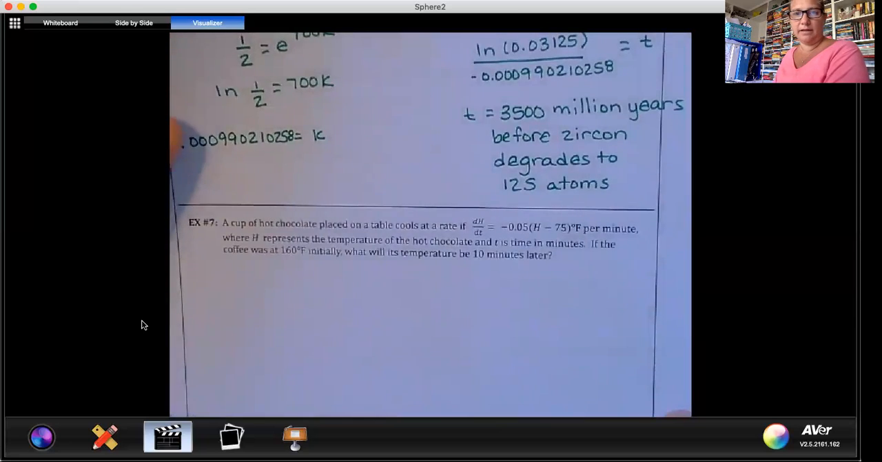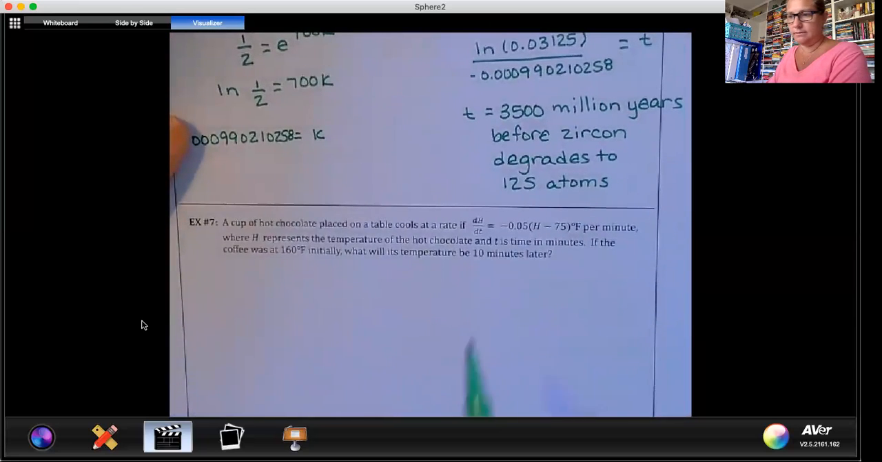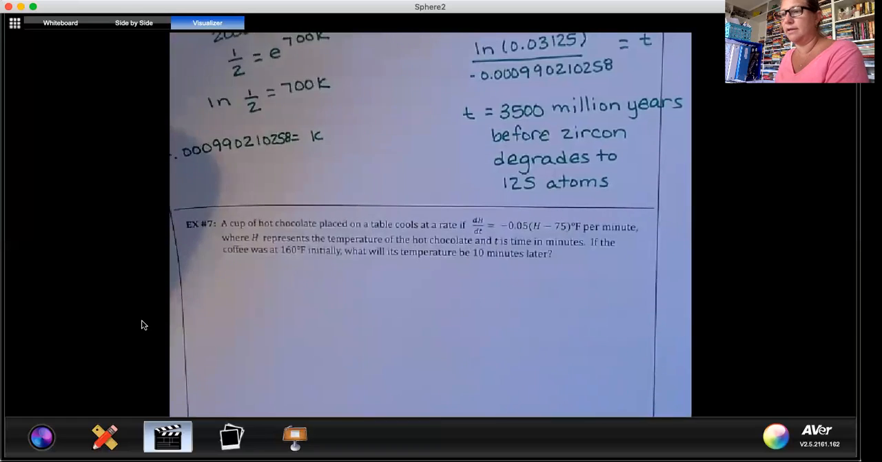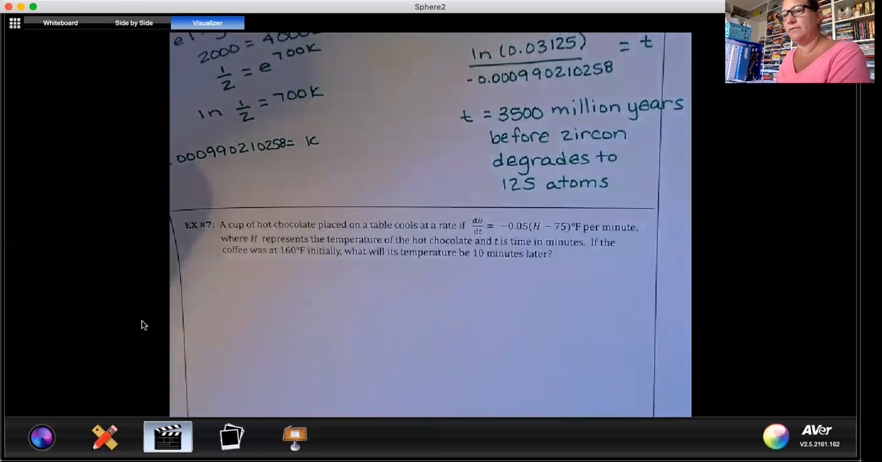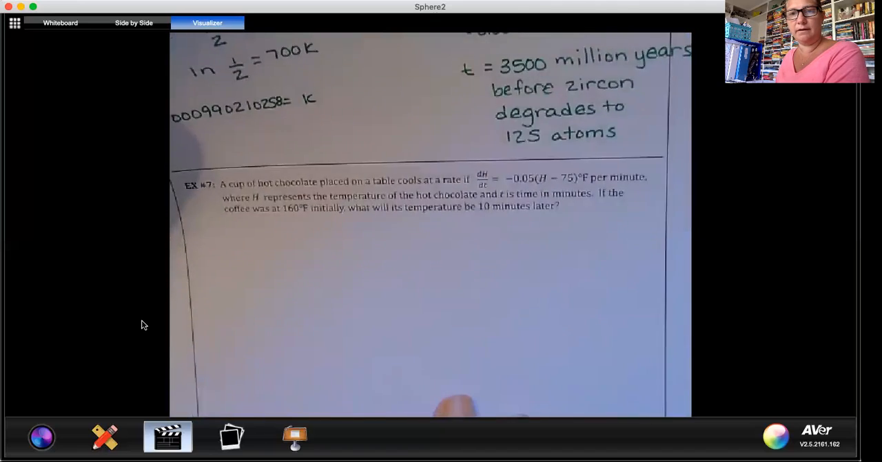A cup of hot chocolate placed on a table cools at a rate of dH/dt equals negative 0.05 times (H minus 75) degrees Fahrenheit per minute, where H represents the temperature of the hot chocolate and t is time in minutes. If the coffee was at 160 degrees Fahrenheit initially, what will its temperature be 10 minutes later?